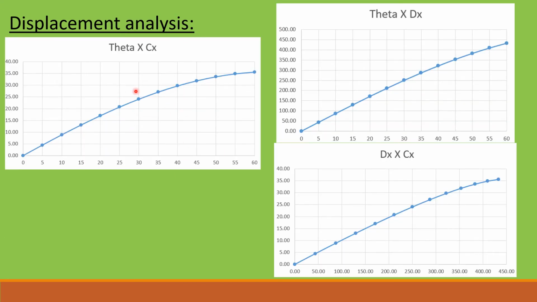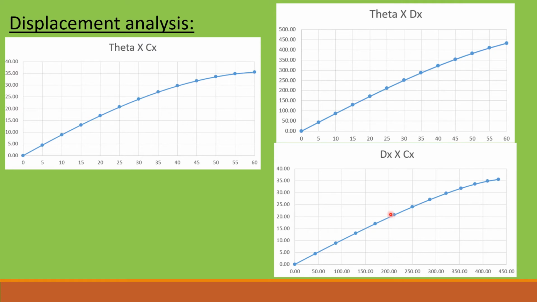In this graph, theta versus cx, that is the slider position, is plotted. On the horizontal axis is theta from 0 to 60 degrees, and on the vertical axis cx. The graph looks like this. And in this graph, theta versus dx, that is the position of point D along the x-axis, is plotted. Again on the horizontal axis is angle theta from 0 to 60 degrees. On the vertical axis, dx is calculated and plotted. The graph looks like this.